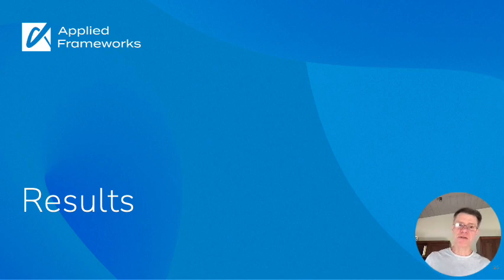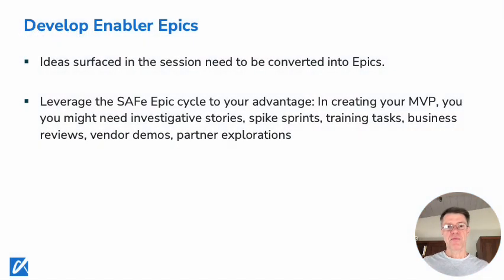Now, what are some of the results that we're going to create? Well, you're going to end up developing enabler epics for the ideas, and so those ideas surfaced in the session need to be converted into epics, and then you're going to leverage the SAFe epic cycle to your advantage. So you're going to create an MVP, but there's a lot of things that you're going to be looking at. Investigative stories, spike sprints, training tasks, business reviews, getting interactions with vendors on how a new technology might work, or even partnering with the vendors to explore how a given change might affect your system.